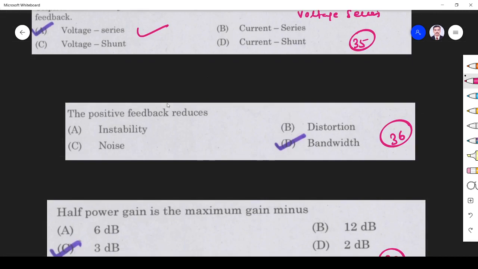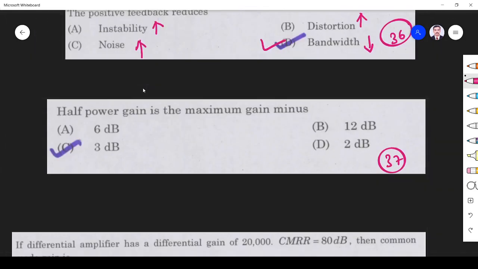Positive feedback increases the instability. It will produce noise and distortion, and it will reduce the bandwidth. So option D is the correct answer. Half power gain is the gain at minus 3 dB from the maximum gain. So option D. You see here they have put minus: minus 3 dB.